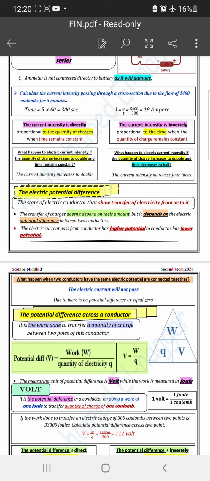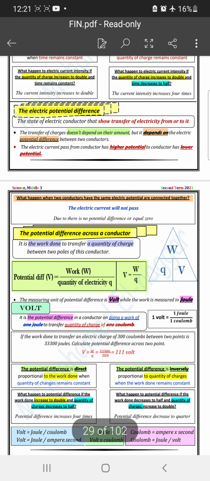The current intensity is directly proportional to the quantity of charge when time remains constant, and current intensity is inversely proportional to the time when the quantity of electric charge remains constant. Let me ask you a question now. What happens to the electric current intensity as the quantity of electric charge increases to double and the time remains constant? The current intensity increases to double. And also what happens to the electric current intensity if the quantity of charge increases to double and the time decreases to half? The current intensity also increases 4 times.